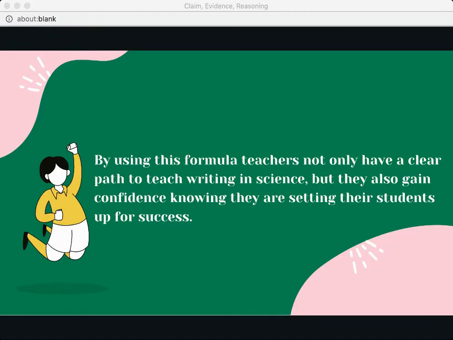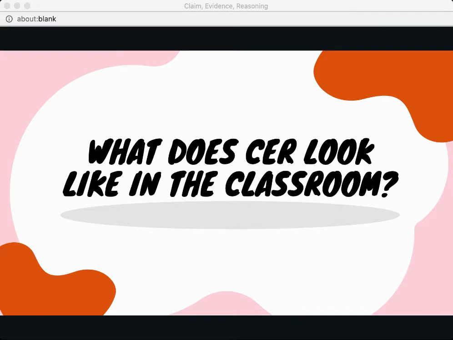By using this formula, teachers not only now have a clear path to teach writing in science, but they also gain confidence knowing they are setting their students up for success in the classroom. This all sounds great, but what does CER look like in the classroom for teachers and students?